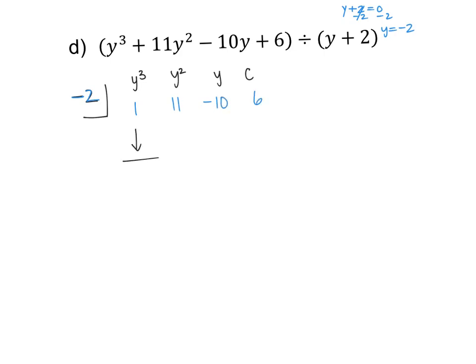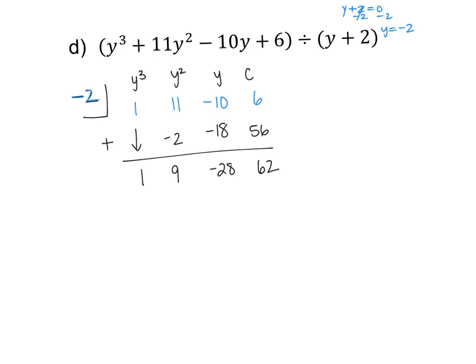So from there, we're always going to pull down the first digit, and then we always multiply diagonally with the number in the box. So this ends up being a negative 2, and then I add vertically. So 11 plus negative 2 makes a 9. 9 times negative 2 makes a negative 18. And then if I add vertically, negative 10 plus negative 18 makes a negative 28. Negative 28 times negative 2 makes a positive 56. If I add, then I get a 62.